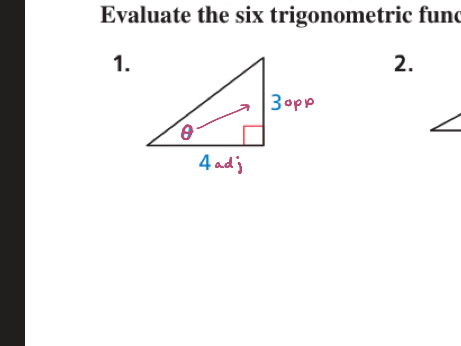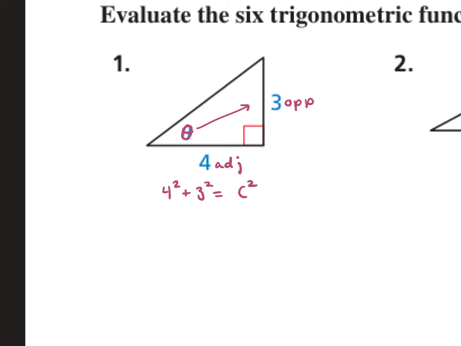So how can we find our hypotenuse? Pythagorean Theorem. So a squared plus b squared is equal to c squared. What's our a? 4. 4 squared. What's our b? 3. 3 squared. And then c is our hypotenuse, which is what we're trying to find.